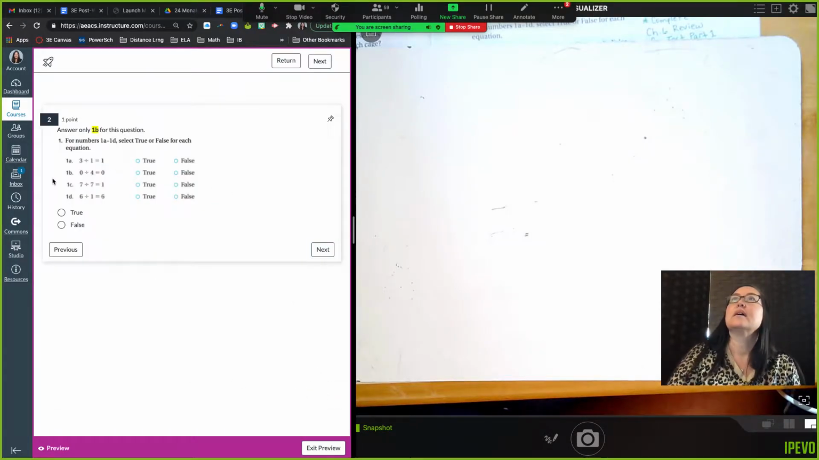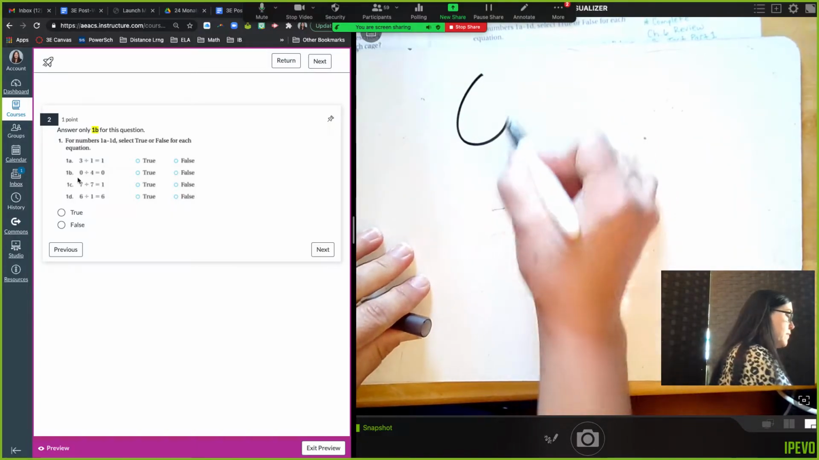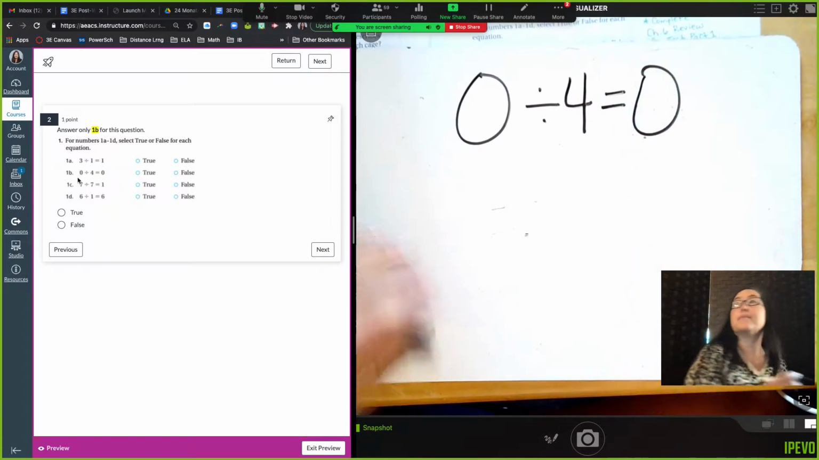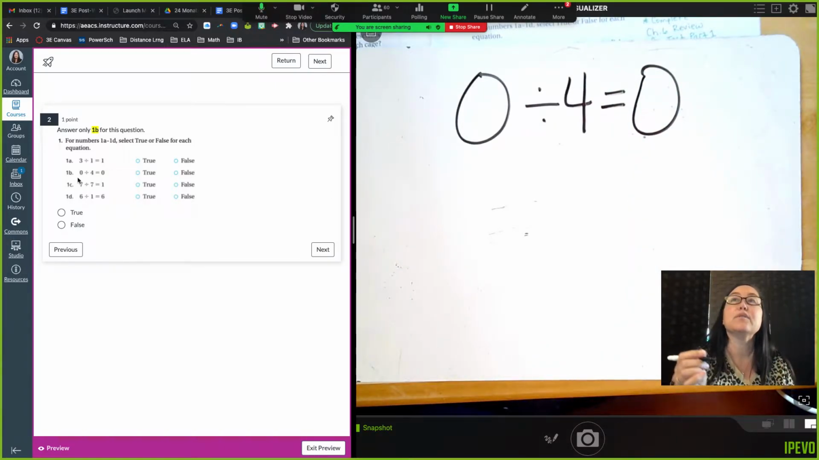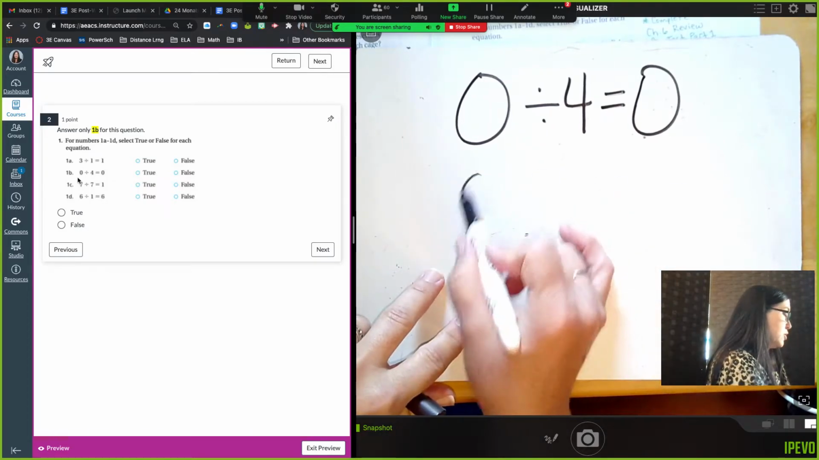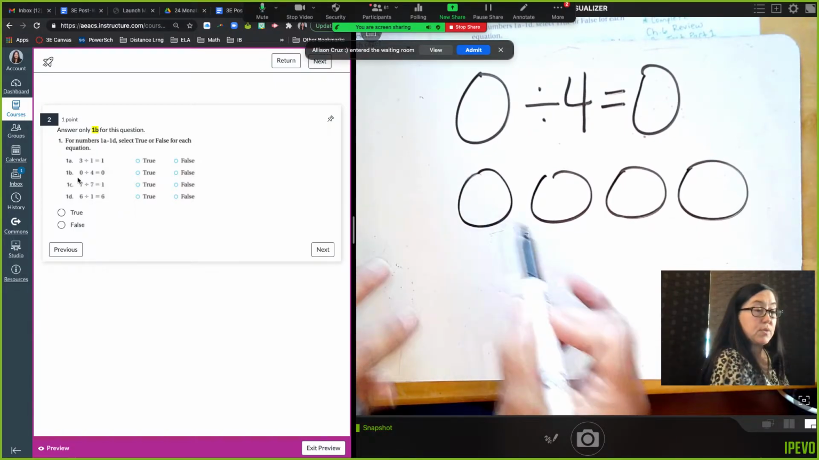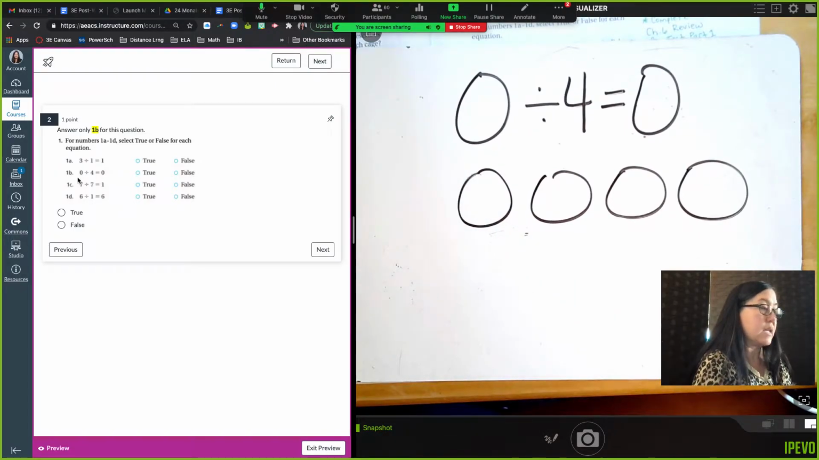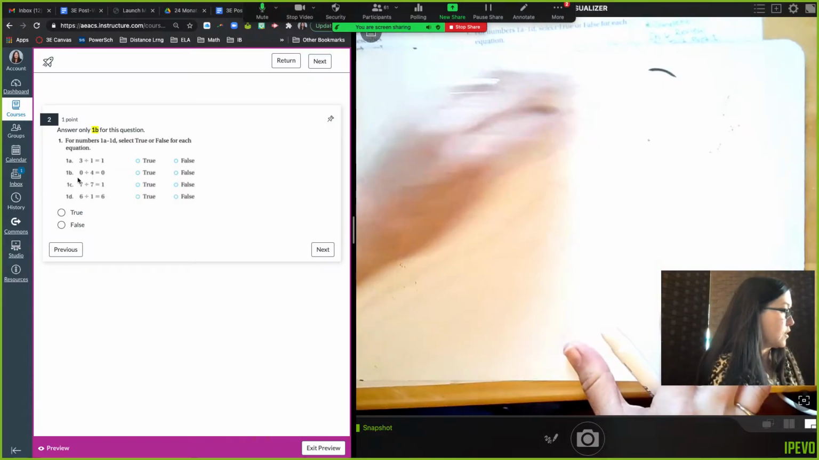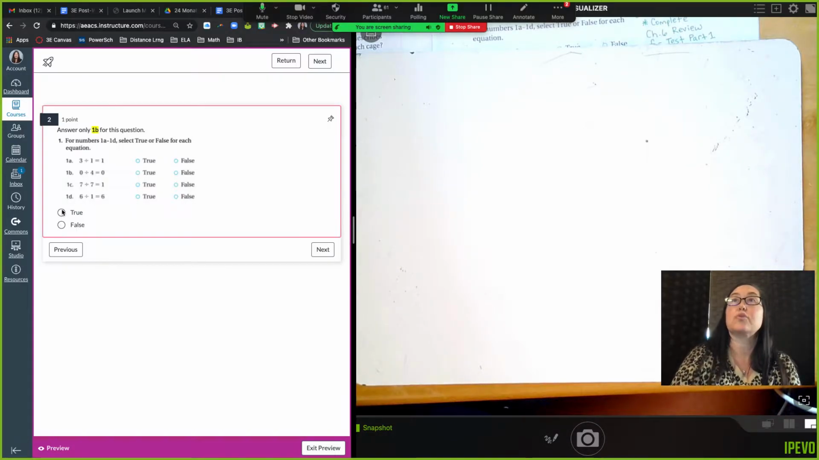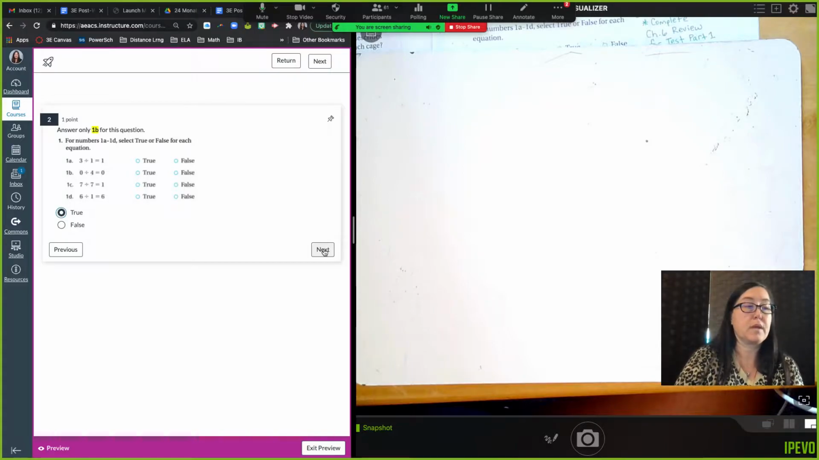1B. So for 1B, it's 0 divided by 4 equals 0. That's how they wrote it. Okay, so if I have 0 fish and I'm putting them into 4 fish bowls, I have 0 in each one, right? So 1B, I know it's a little wonky, but this 0 divided by 4 equals 0, that is actually true. So you'll answer true. 0 divided by a number is always going to be 0.